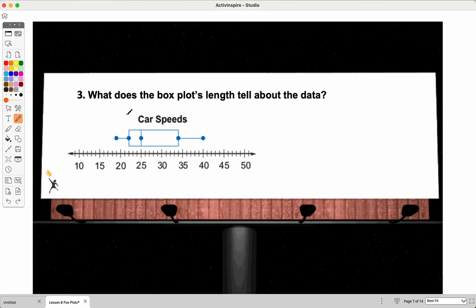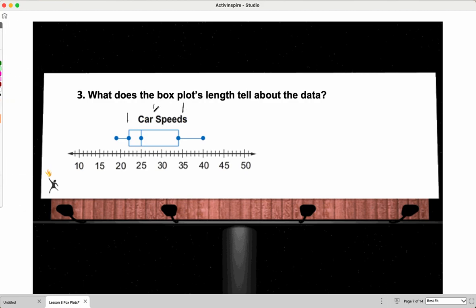Well, the length of the box right here tells us our IQR, where the length of the box plot itself tells us the range. That range will tell us how spread out the data is. The larger the range, the more spread out it is. And then the IQR is going to tell me where the middle 50% is, so from 25% to 75%.